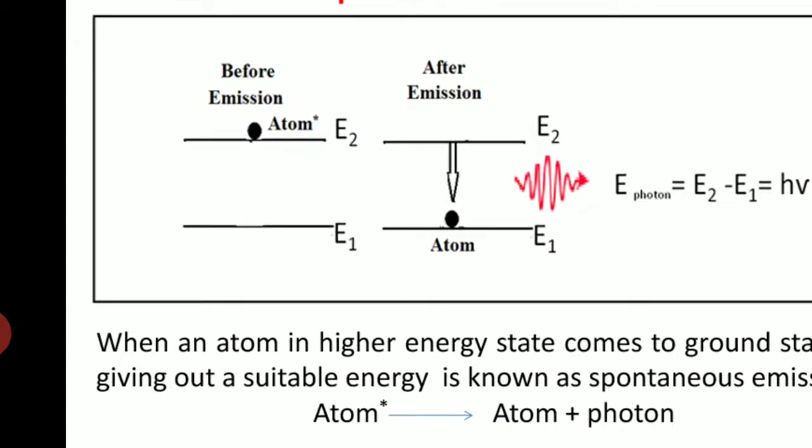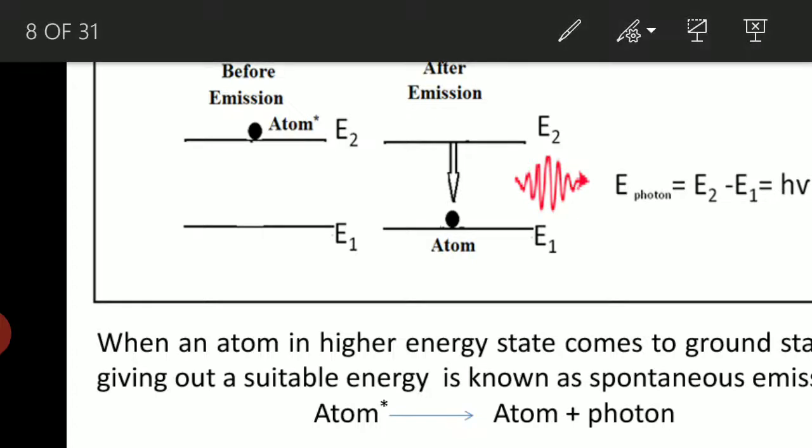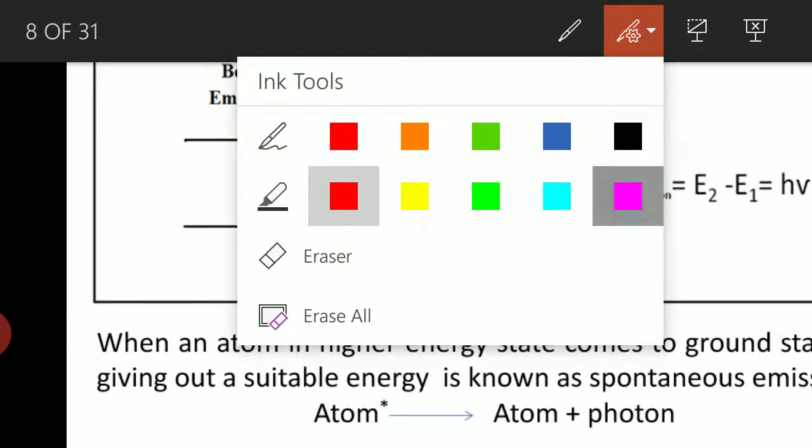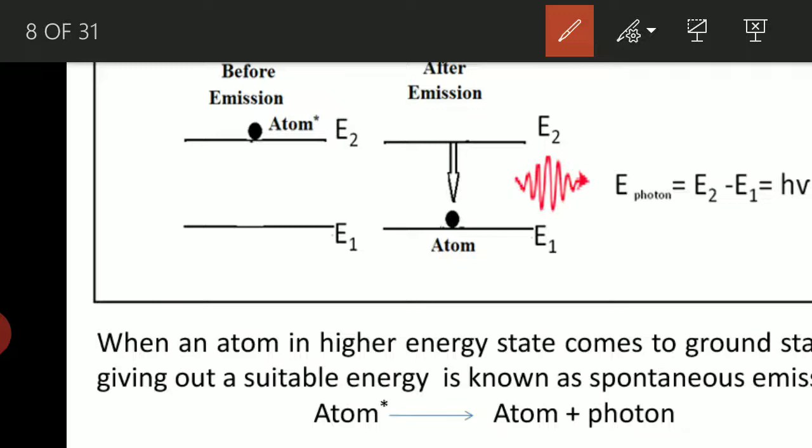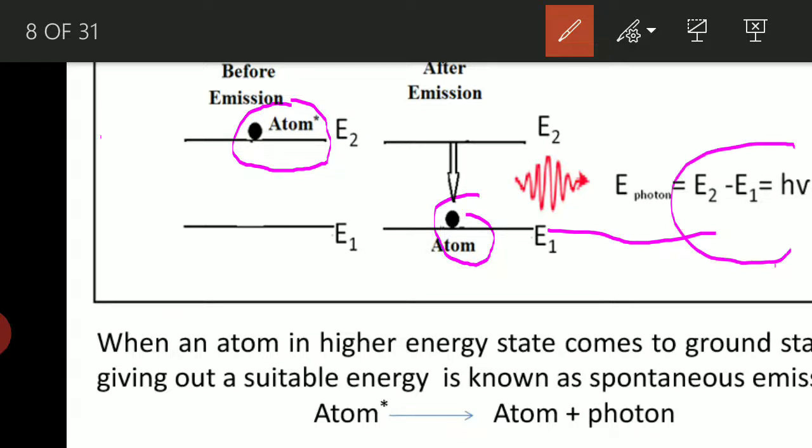Here the first one, it is before the absorption. So before the absorption we can see that the atom is already in a higher energy state, it is atom star, in a higher energy state. Then what happens? The transition takes place from higher to lower energy; the atom transits from the higher to the lower energy state and comes to the ground state. During this process it gives out a photon of appropriate energy h nu.